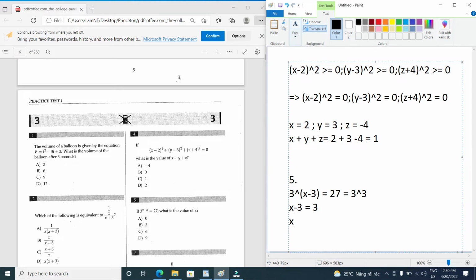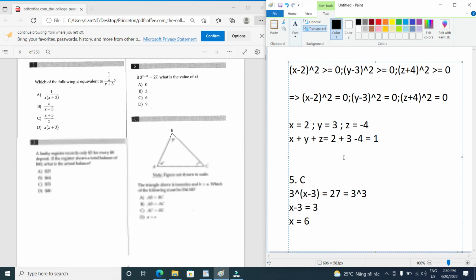So x equals 6, which gives the answer C. Okay? Alright. So now number 6. Let's check number 6.